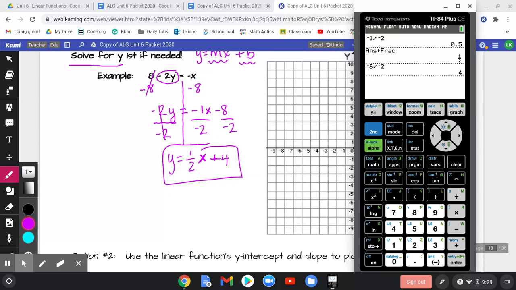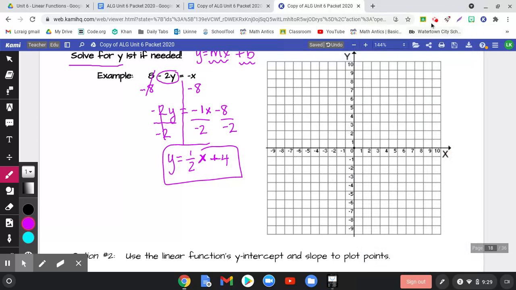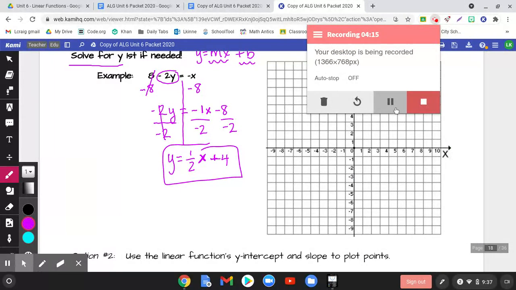All right, that's my phone. I'm going to pause this quick. Hold on just a second. Get your calculators ready. Okay, sorry for the interruption.